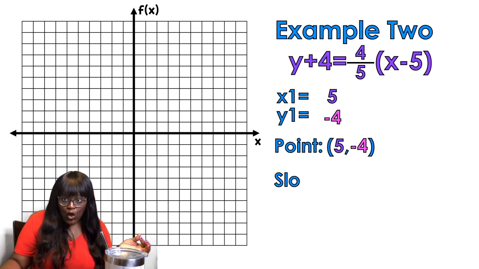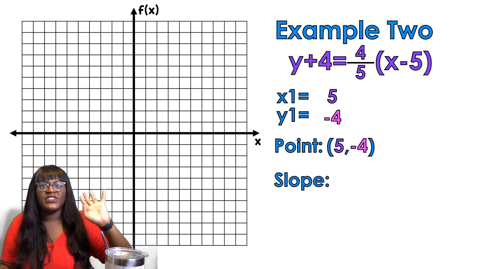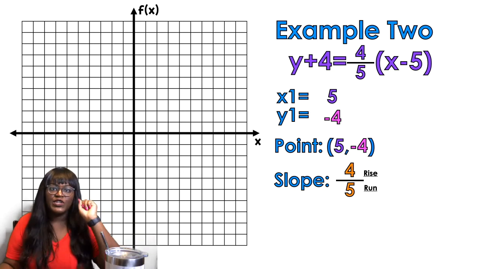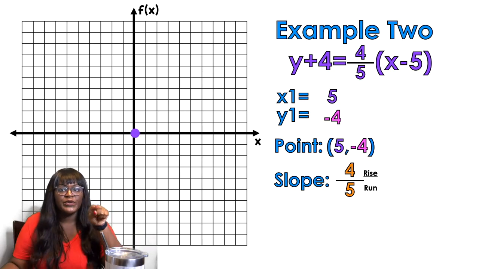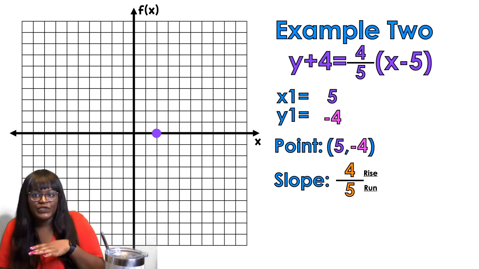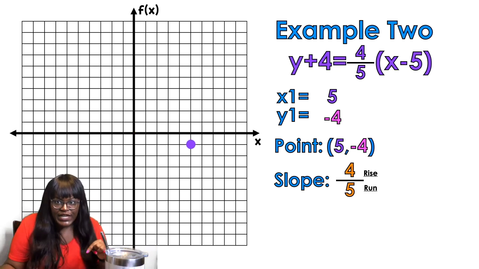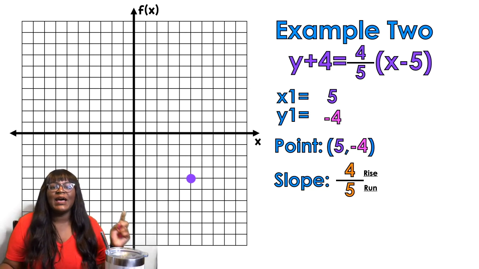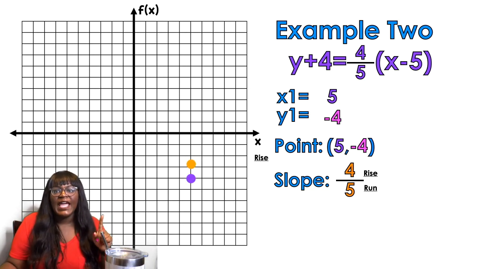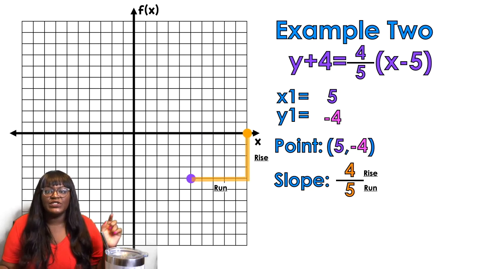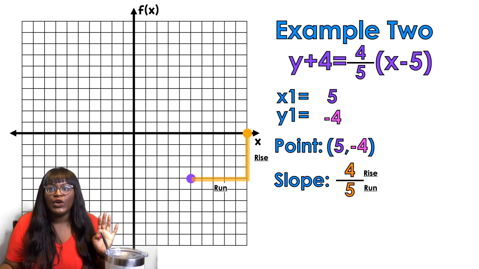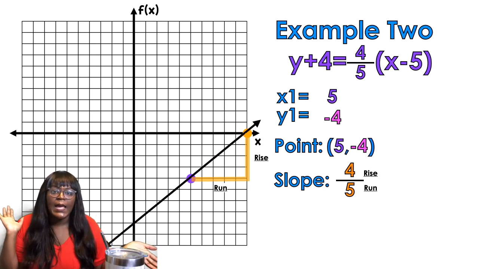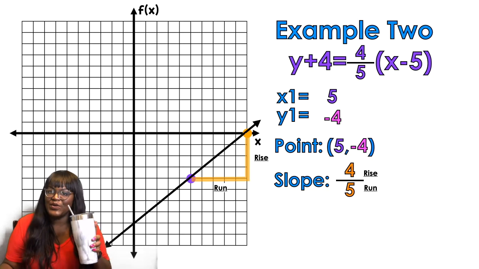Now my slope is going to be the number in front of the parentheses, so that's going to be 4 fifths. So 4 is my rise, 5 is my run. First thing you want to do is plot the point. So starting from your origin, you're going to run over 5 spaces, and you're going to run down 4 spaces. And from that point, the point's going to turn orange now, and you're going to use your rise over run. So you're going to rise up 4, run over 5. Ta-da! You have a line. Look at you go.